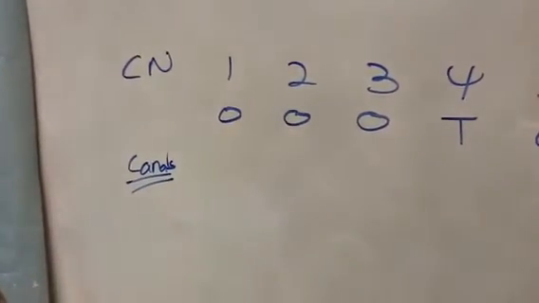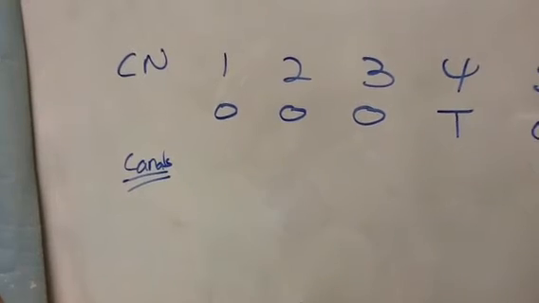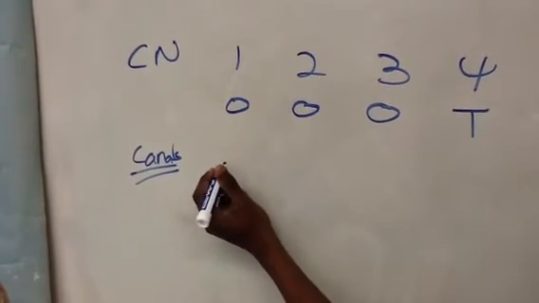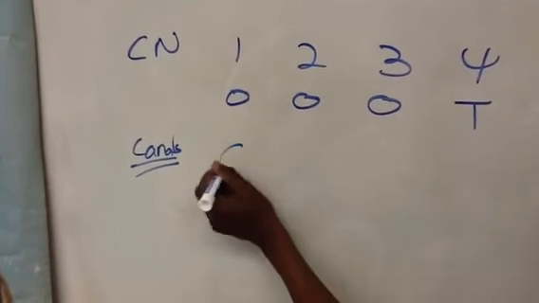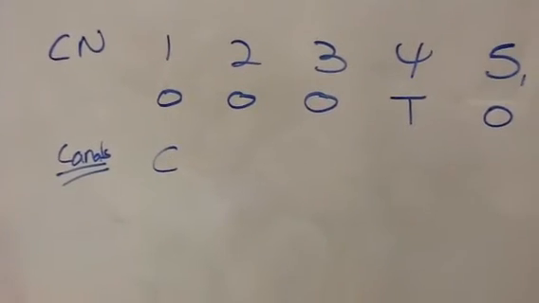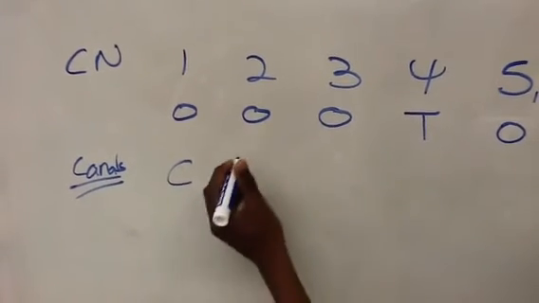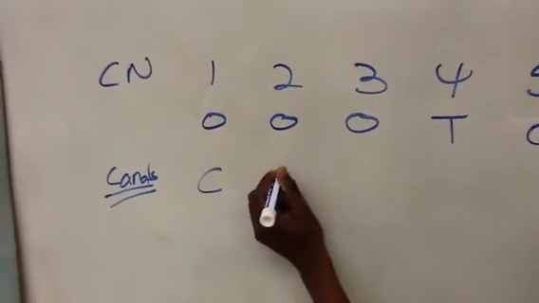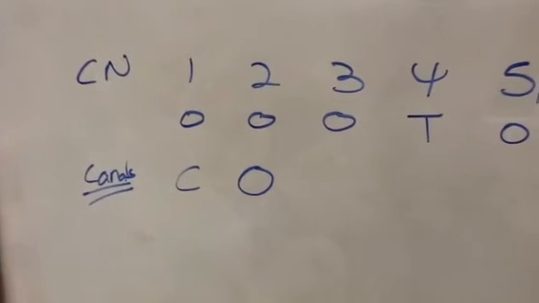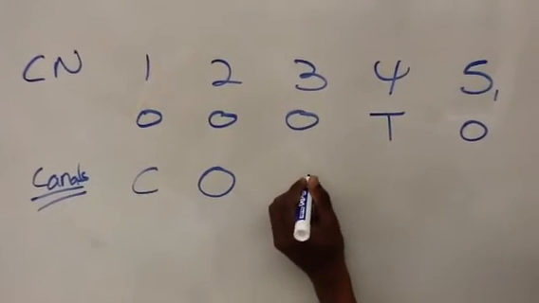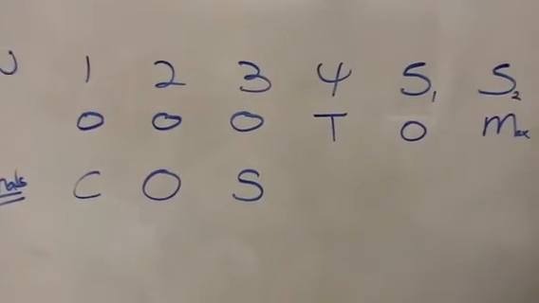The olfactory nerve exits the skull at the cribriform plate, which is located in the ethmoid bone. Cranial nerve 2, which is the optic nerve, exits the skull at the optic canal. Cranial nerve 3, which is the oculomotor, exits the skull at the superior orbital fissure.